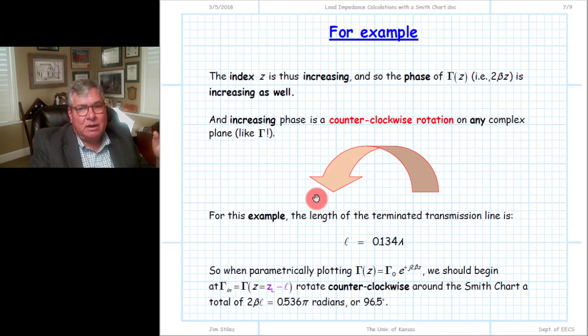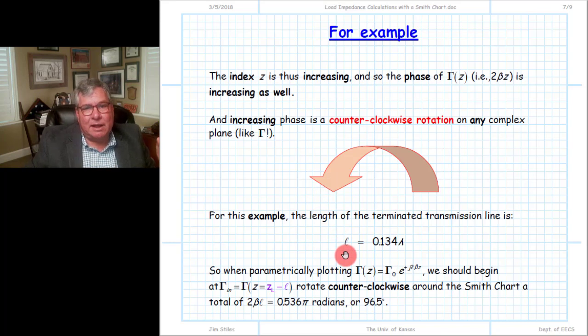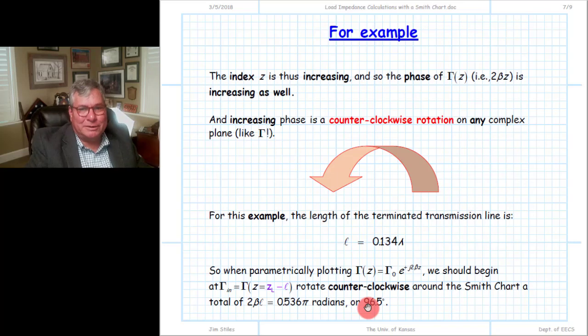And of course, we rotate around the Smith chart over an arc angle commensurate with the value of 2 beta L, where L is the length of our transmission line, in this example, 0.134 lambda. We can do the calculation and find that that value is equal to 0.36 pi radians, or 96.5 degrees, the angle of the counterclockwise rotation.